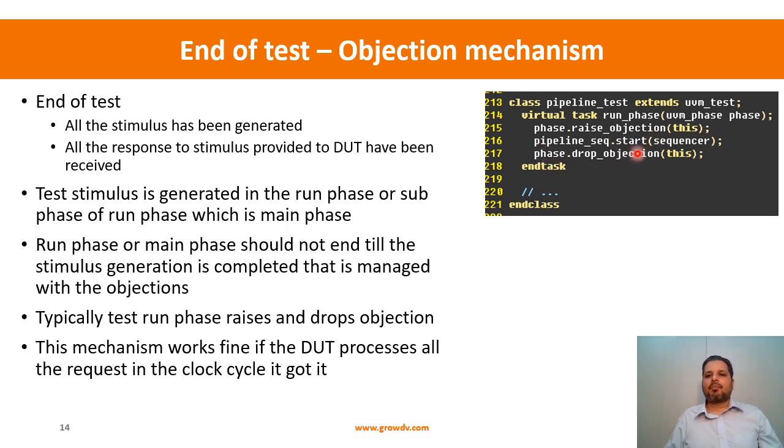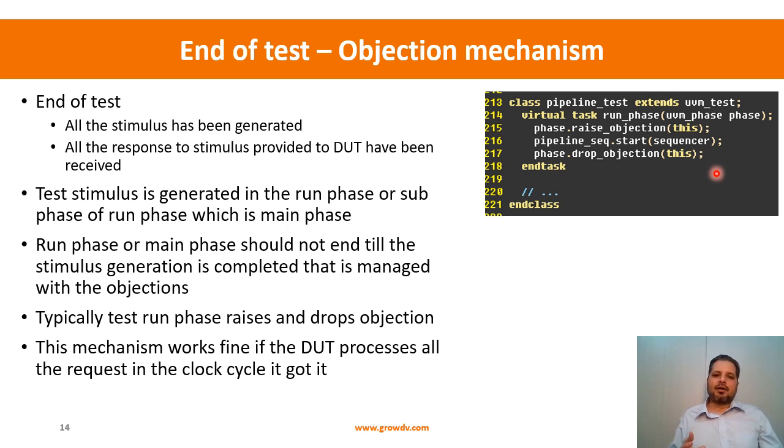So then I say pipeline sequence dot start, and as we know, this is the blocking function call, and it will generate all the stimulus, and only after all the stimulus has been generated is when this sequence will complete and come out, and then we'll say phase.drop_objection, and then the test will complete.